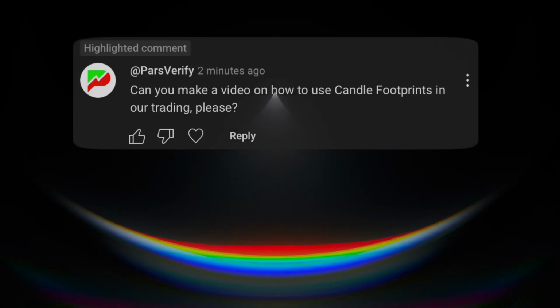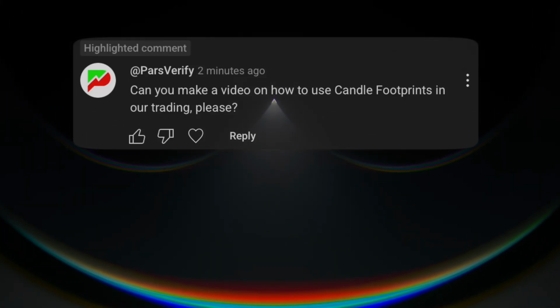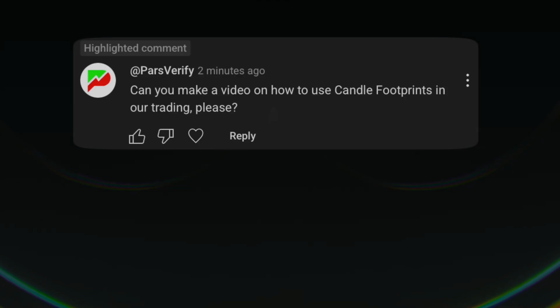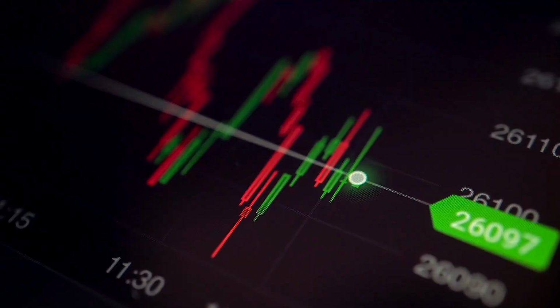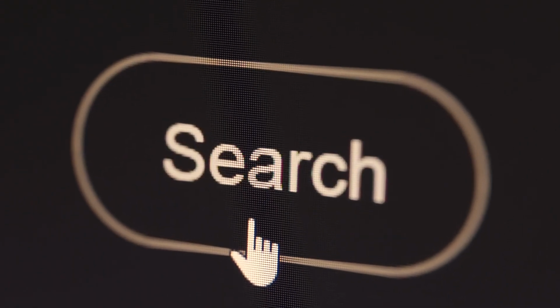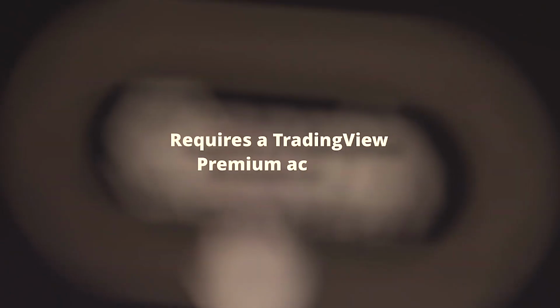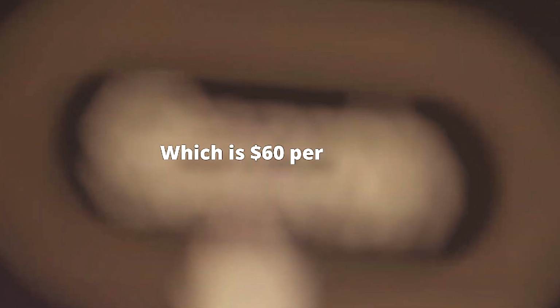So a viewer dropped a comment on one of my videos recently asking about a footprint indicator. First thing I did was hunt for open source options that hit a really high bar, but the only awesome one I came across needs a TradingView premium account, which costs like $60 per month.